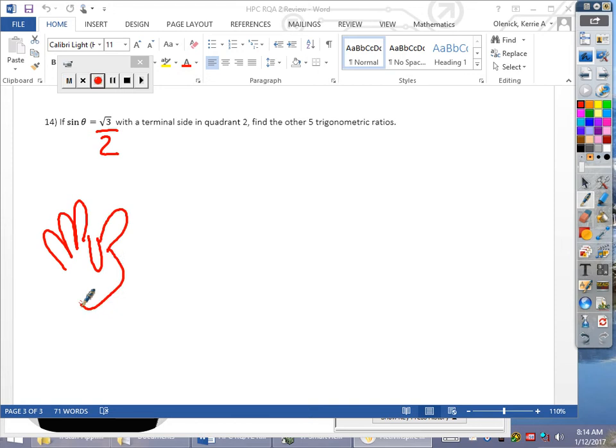So my hand looks like this, and this finger's down. I'm trying my best. I'm not as artistic as you. I should have had you come up and draw it. Okay, so this is the square root of 3 over 2. So sine is the square root of 3 over 2.